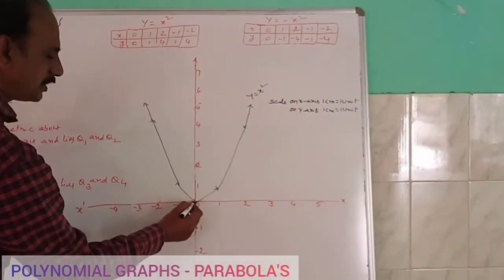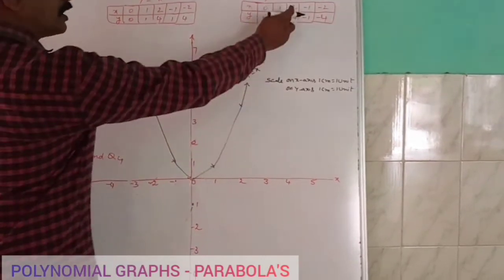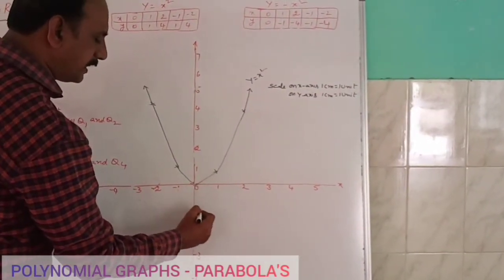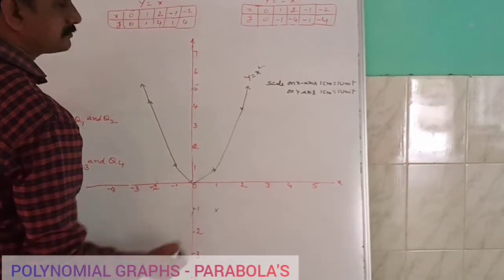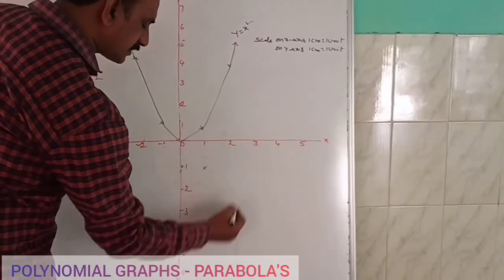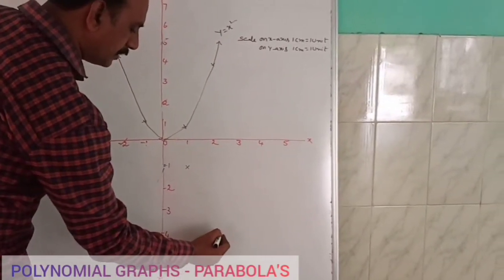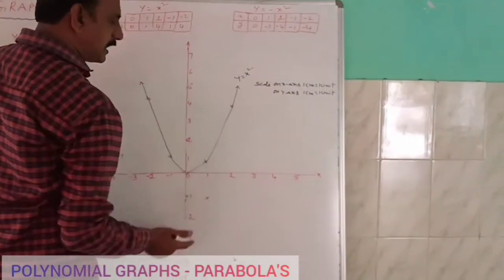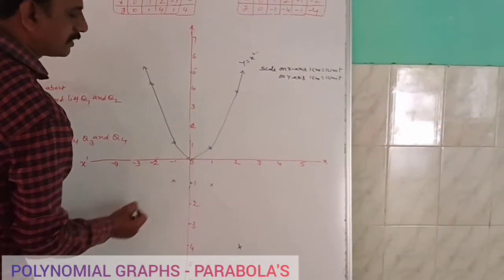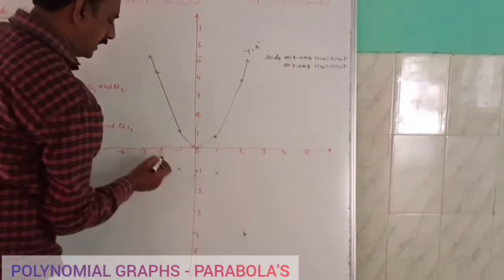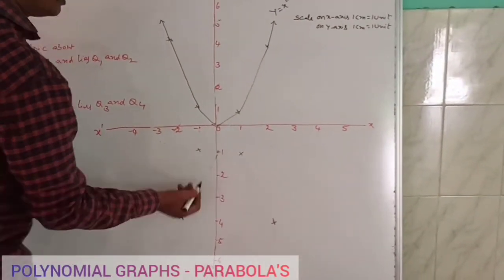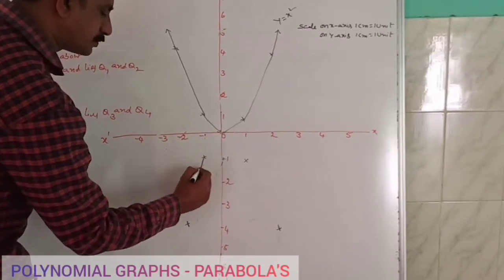So 0 comma 0 is the origin. Then 1 comma minus 1, and 2 comma minus 4: 2 is the x value, minus 4 is the y value, like this. Then minus 1 comma minus 1, and next minus 2 comma minus 4. These points are also joined into a smooth curve.